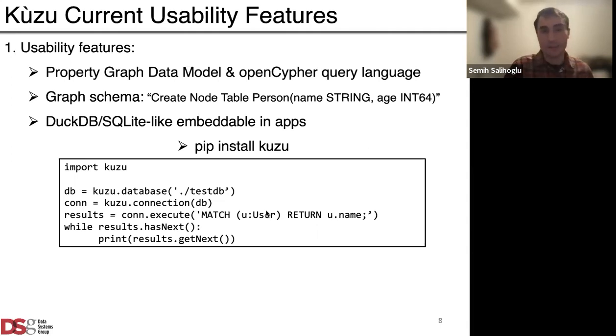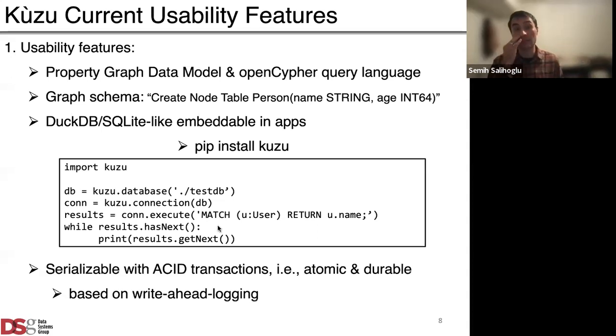And it's embeddable like DuckDB and SQLite, as I said. So right now on your machines you can type pip install Kùzu, and you will install Kùzu, and then you could start writing a Python script to create a database and query, right? So that's usability features. Another thing is it supports transactions.